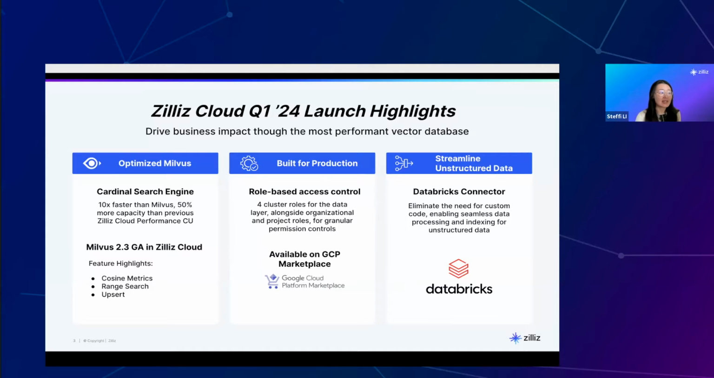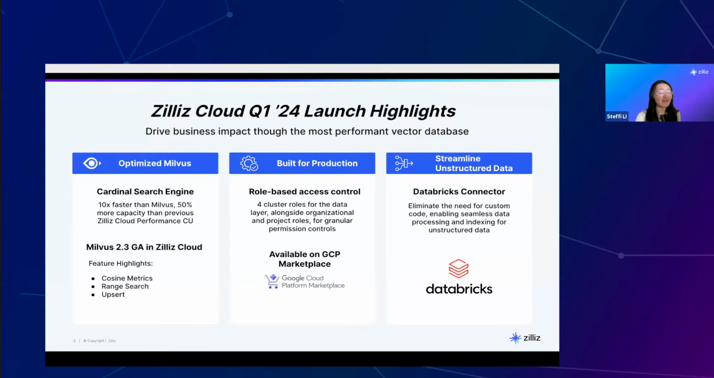Cardinal is focused on speed and efficiency, allowing more user requests within resource limits. It's optimized for both x86 and ARM hardware. Cardinal offers a 10 times performance boost over open source Milvus. This makes vector search quick and more efficient, enhancing AI applications and user experience.